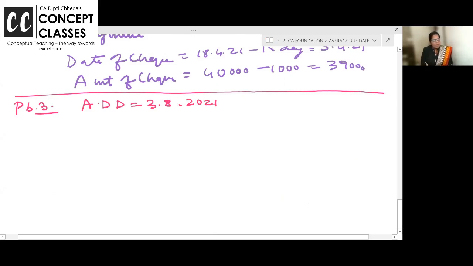Okay. Now, after getting the average due date, what is the total of the amount? Can you tell me? How much amount does he have to pay? Manmohan has to pay. First bill is 4,000. Second bill is 5,000. Third bill is 6,000. Fourth bill is 5,000. So that is coming to how much? 20,000.